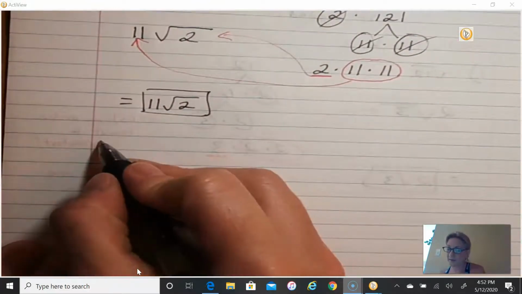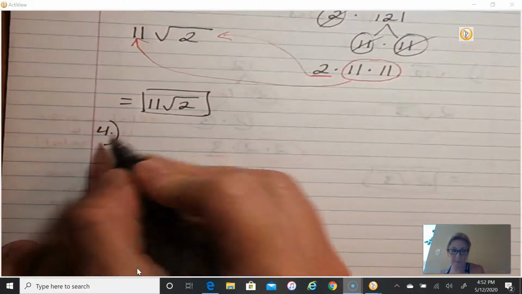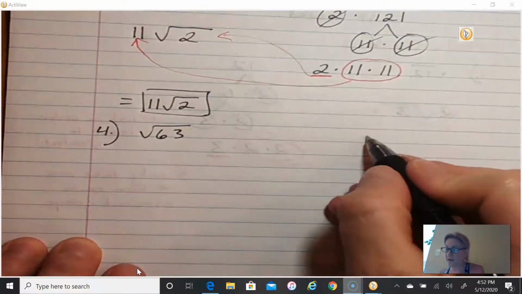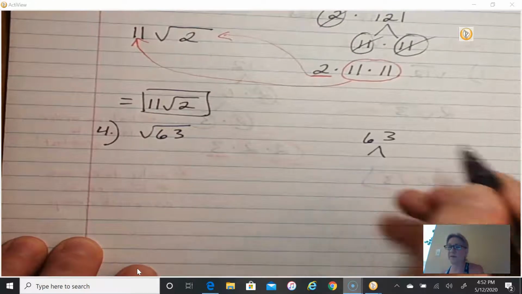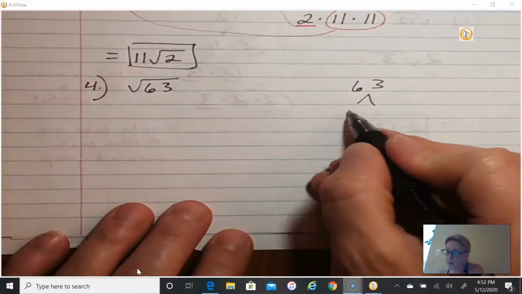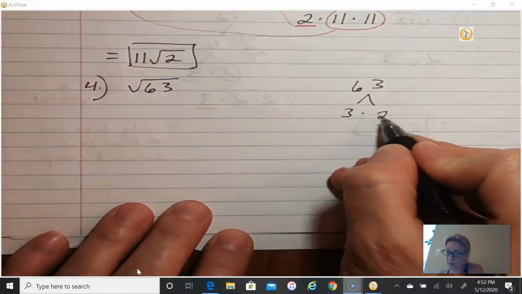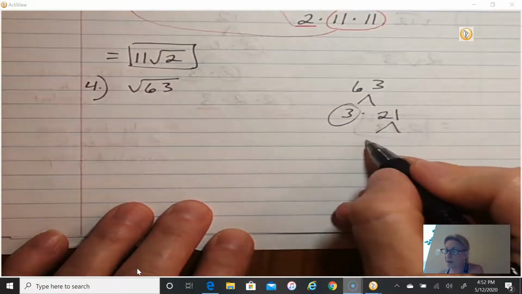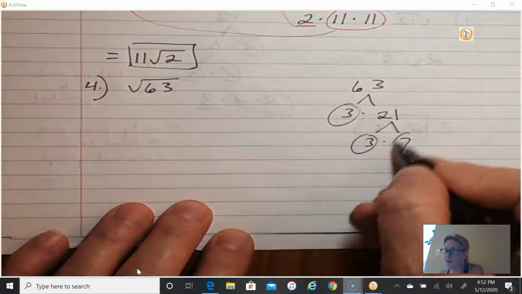All right. 4. Simplify the square root of 63. All right, step 1, factor tree. 3 goes into 63 21 times. Circle that 3. 3 times 7 gives us 21.